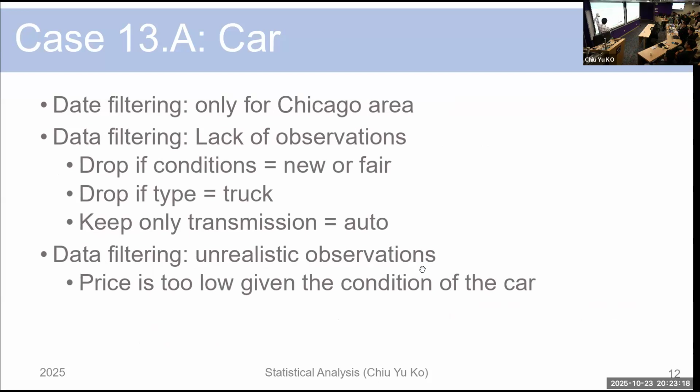We will do some data filtering because not all the data is usable. So we try to drop the data with very few observations, the condition new or fair, because we don't have enough data. And I don't want to drop the truck because we want to buy cars, and only use the auto transmission, not manual, because there is not enough data. So that's why we drop them. And if the price is too low, it's probably a scam, so we just drop it. Okay. So look at how they clean the data.